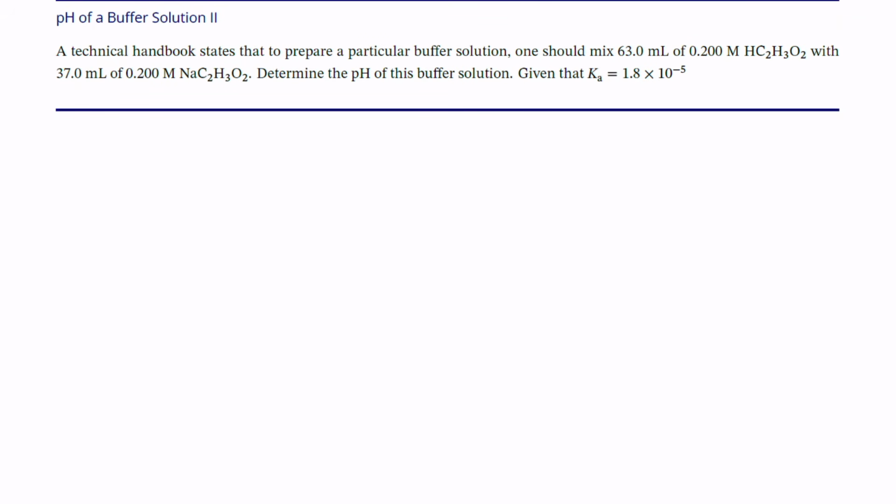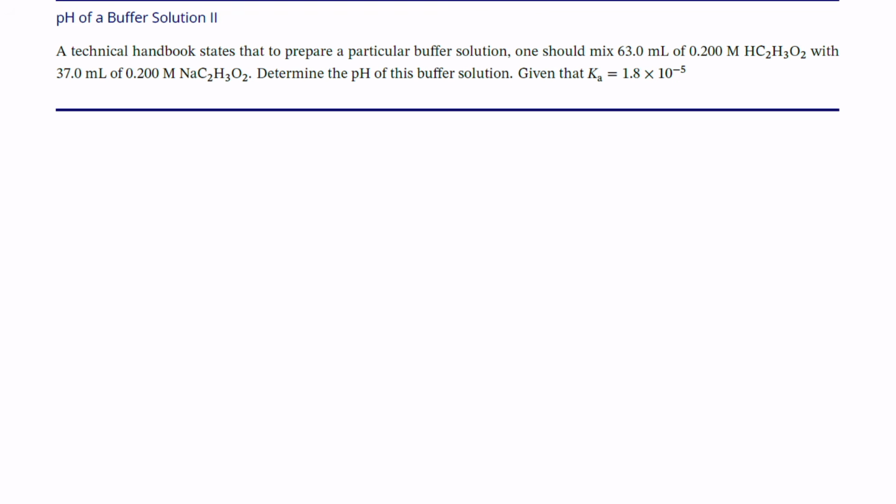Hello everyone, so we're continuing the conversation on pHs of buffer solutions and how to calculate them. In this example, we're told that a technical handbook states that to prepare a particular buffer solution, you should mix 63 milliliters of a 0.2 molar acetic acid solution with 37 milliliters of a 0.2 molar sodium acetate solution.